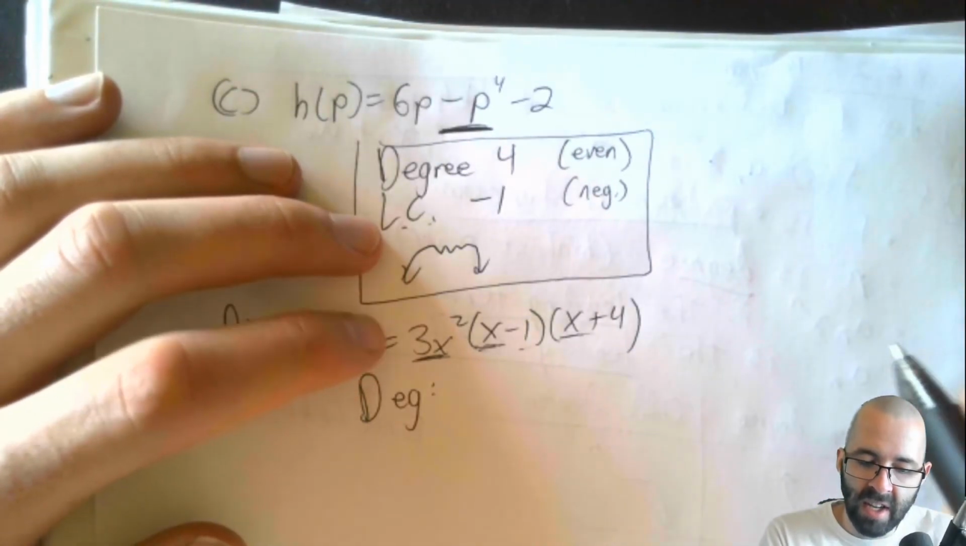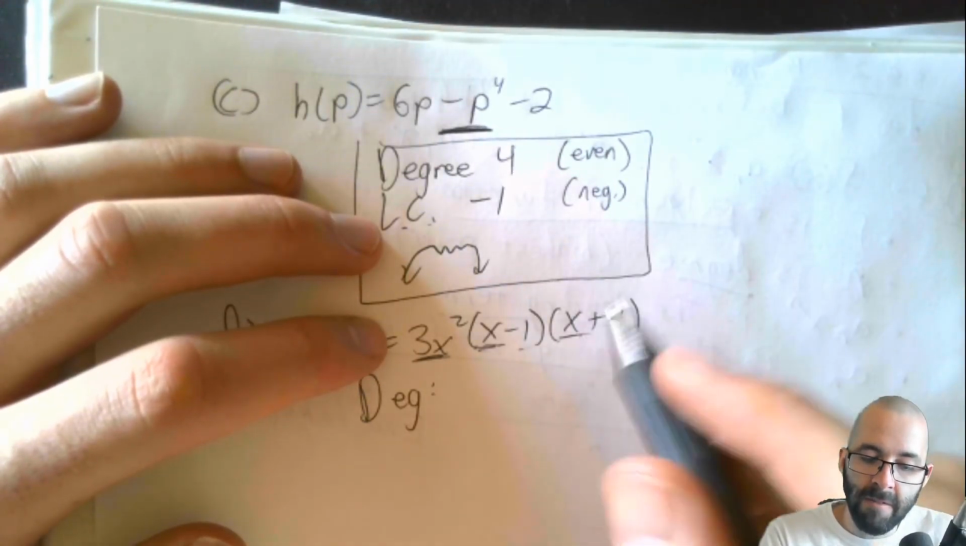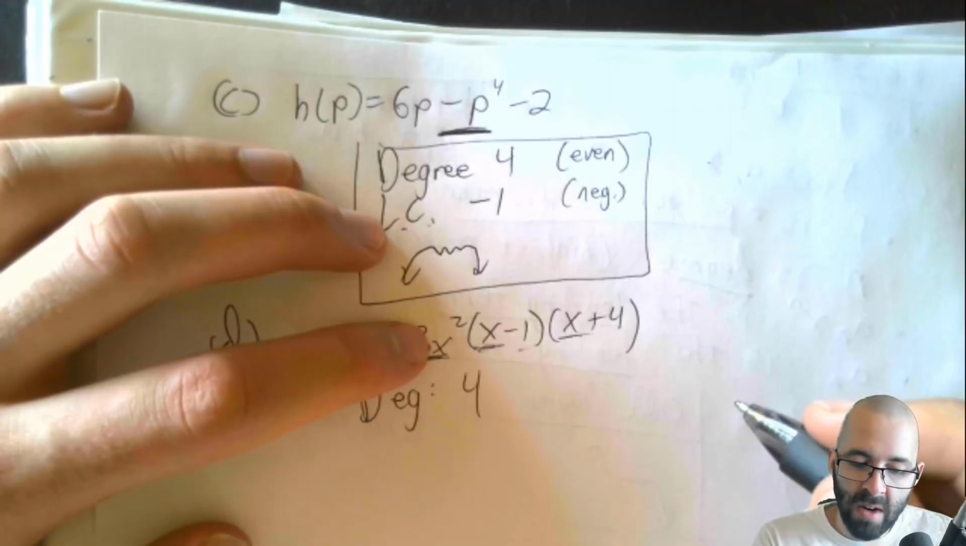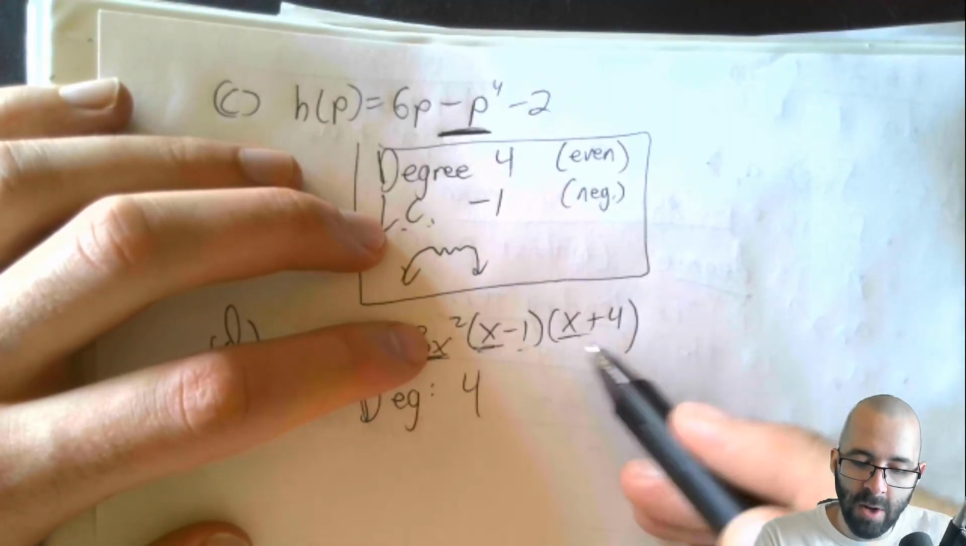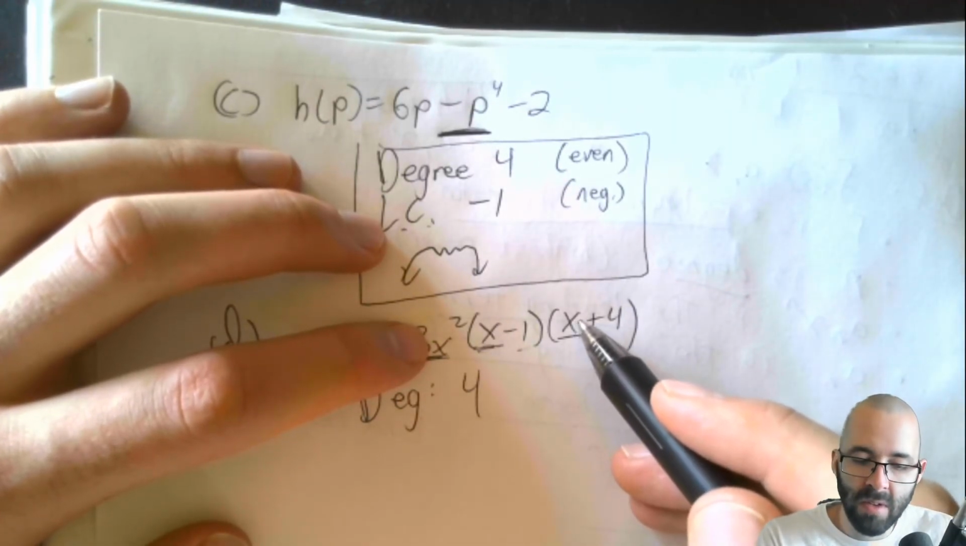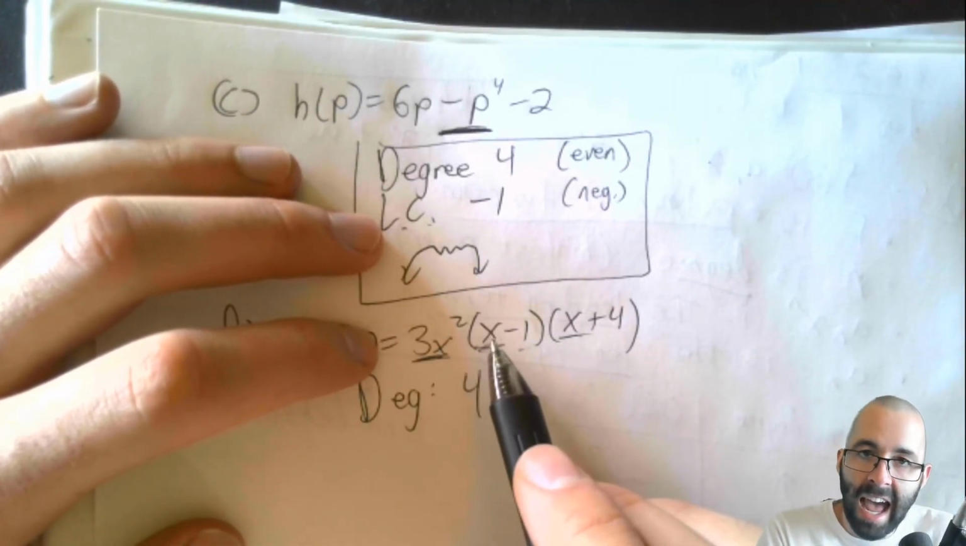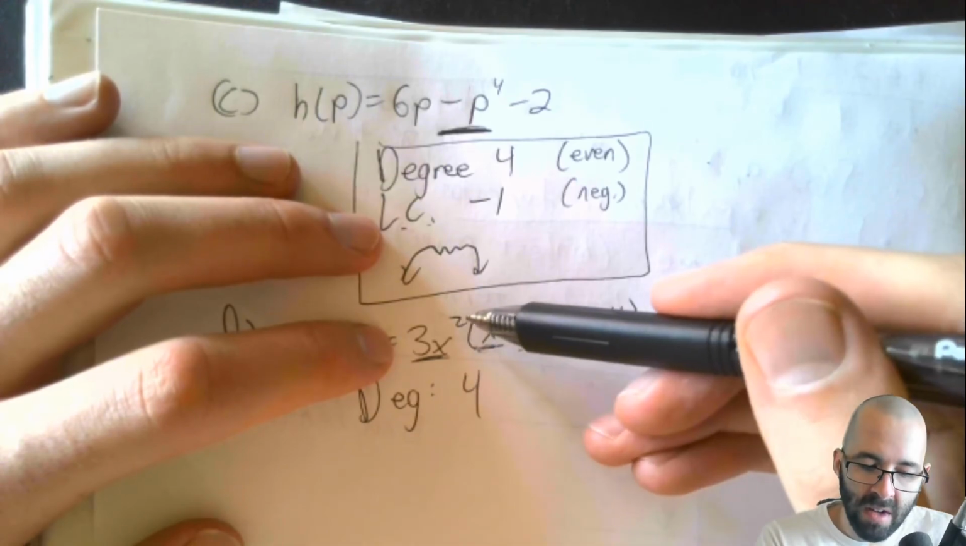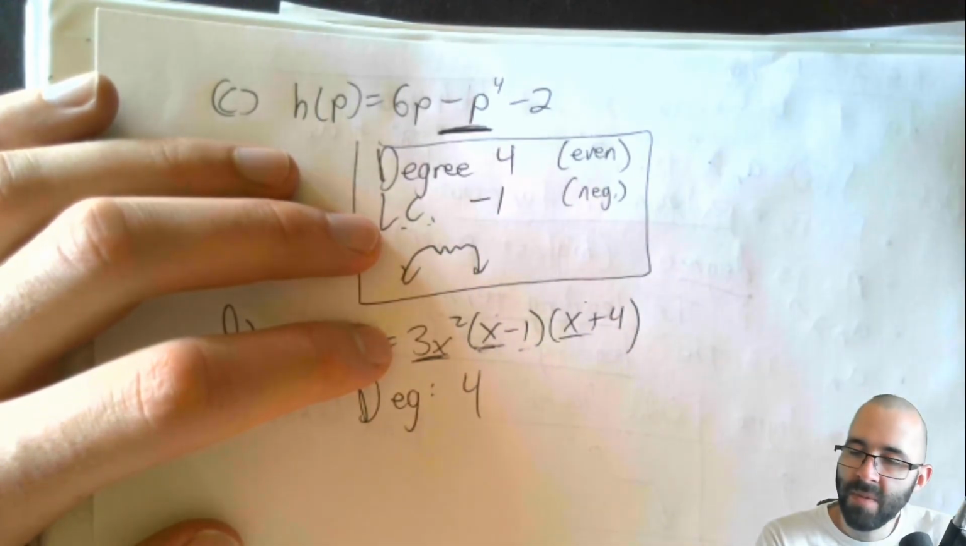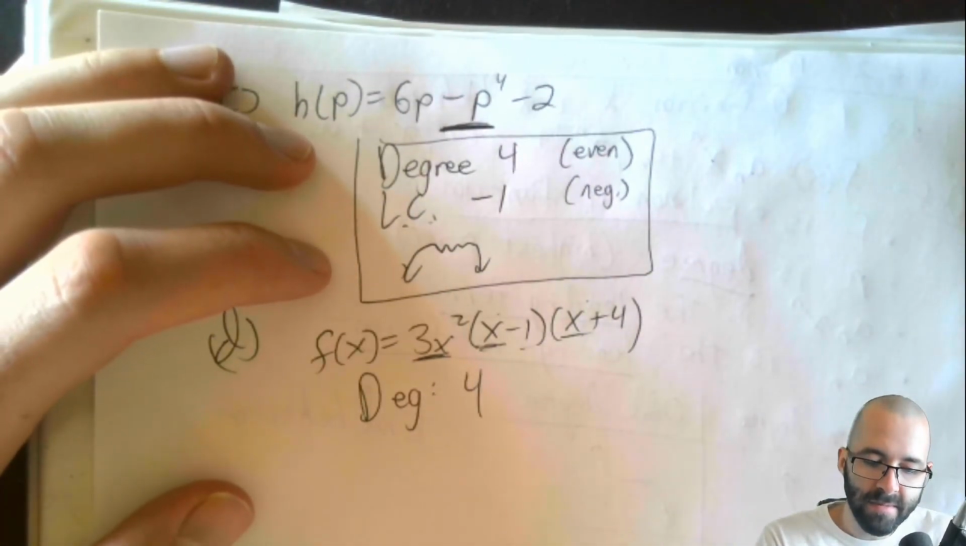Okay? We're looking at degree. So it's going to be 3x squared times another one will be x cubed times that last one will be x to the 4th. You can just, if it's all factored like this, you can also just add all of the exponents. 2 plus 1 plus 1 will be 4.